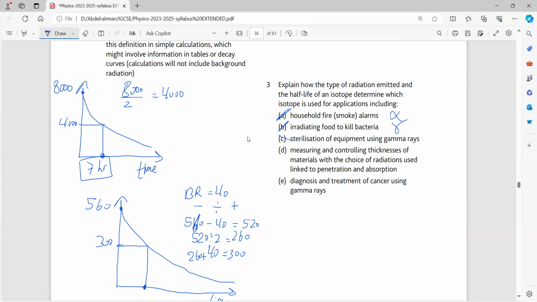Measuring and controlling the thickness of materials, with the choice of radiations linked to penetration and absorption. This could use beta. Why? Because beta can pass through very thin materials, but it cannot pass through very thick materials. Diagnosis and treatment of cancer use gamma rays. These are some very popular uses of the different types of radiations that we know of.